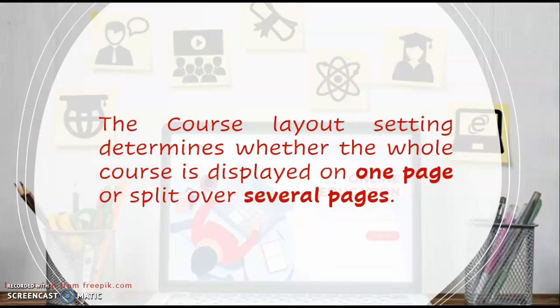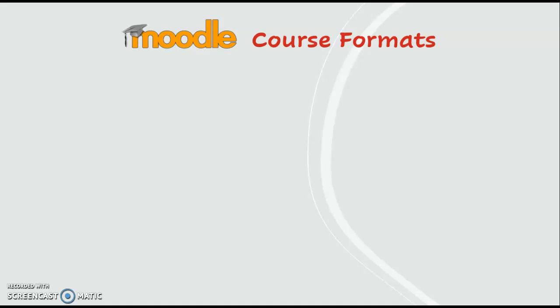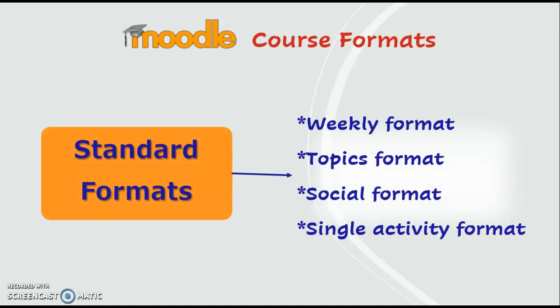The function of a course format is to allow layout changes depending on the purpose and audience of a course. Moodle, for example, has two groups of course formats: the standard formats and the contributed formats. Let's start with the standard formats. By default, Moodle comes with four basic formats. They are the weekly format, topics format, social format, and the single activity format.